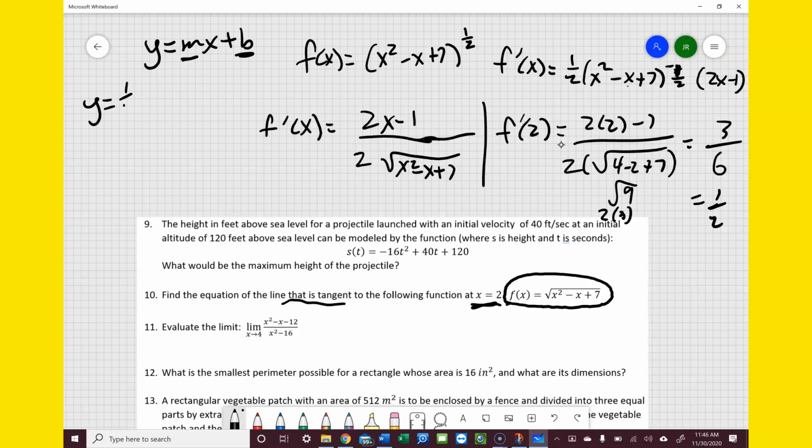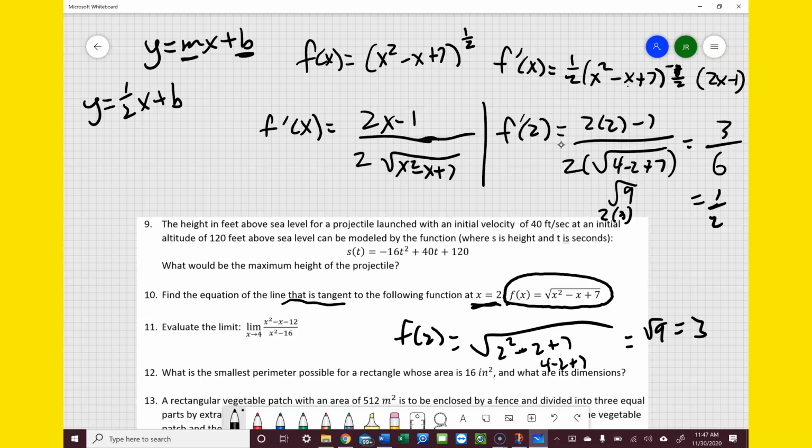So y equals 1/2 x plus b. Now I will plug 2 into the original function to get an ordered pair for the point of tangency, so that I can have an x coordinate and a y coordinate to plug into that tangent line equation. So if I plug 2 into the function, f of 2 is the square root of 2 squared minus 2 plus 7. That's 4 minus 2 plus 7. That's 2 plus 7, that's 9. That's the square root of 9, which is 3. So I have the ordered pair 2, 3.